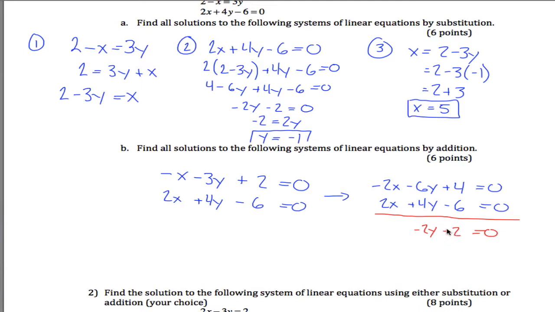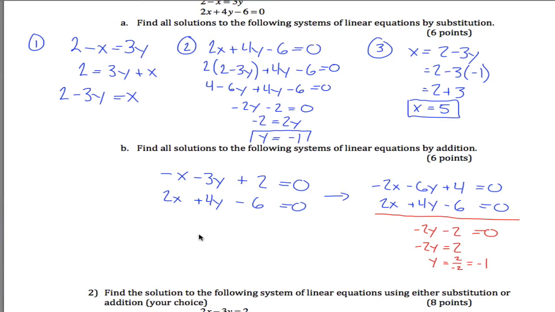Maybe I'll solve it differently this time. Let's add 2 to both sides of the equation. And now let's divide by negative 2. So we get 2 over negative 2, which is equal to negative 1. So we got y is negative 1.